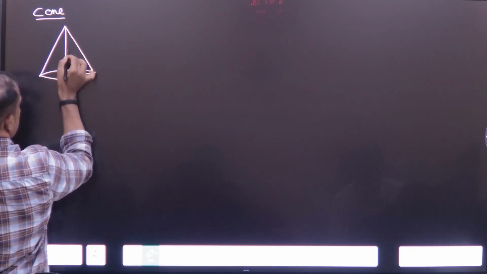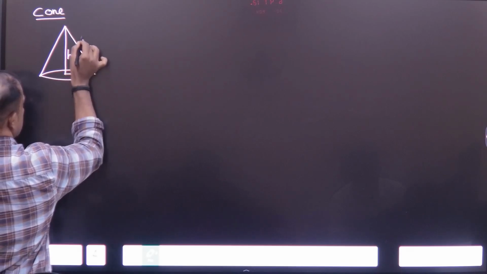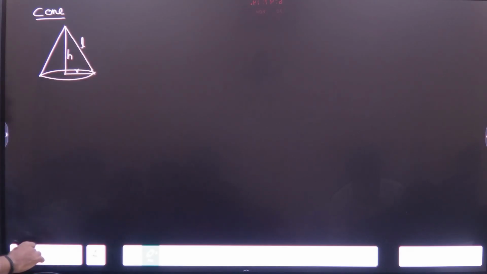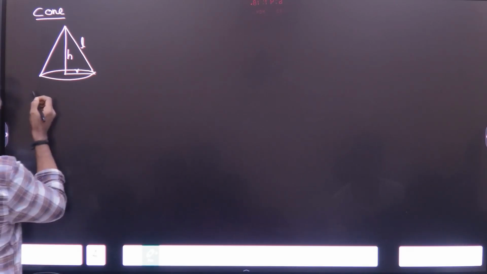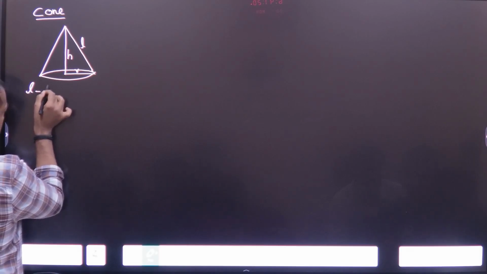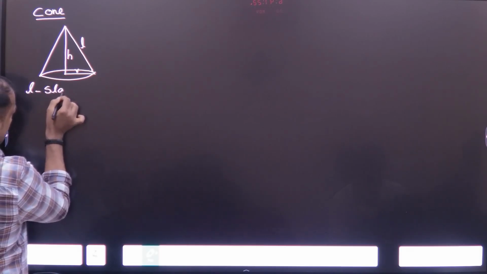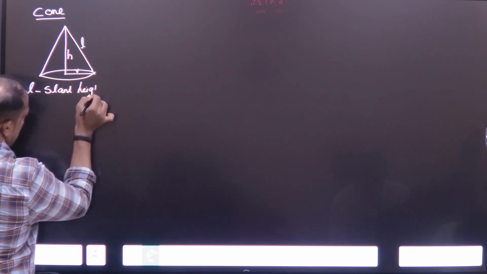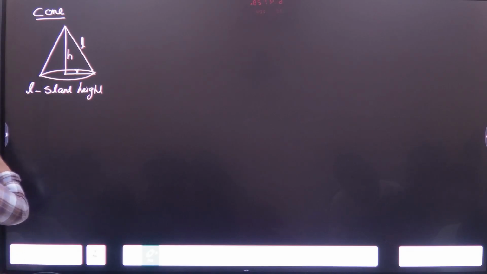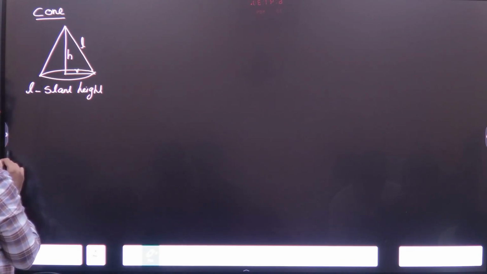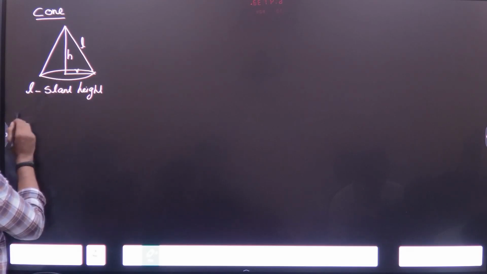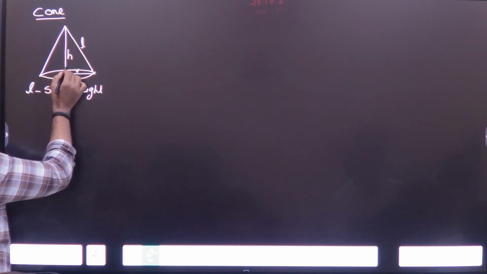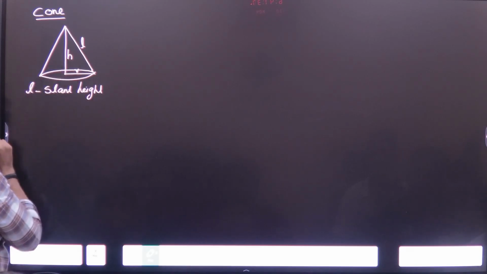R, H, and it is L. What is L? L is called slant height. What is the relationship between L, H, and R?